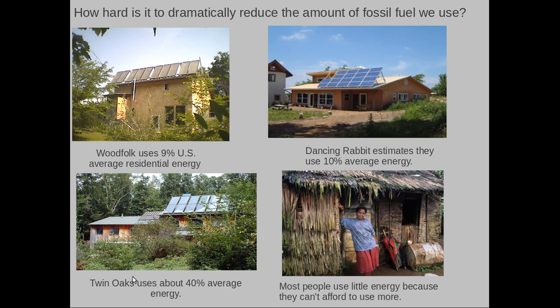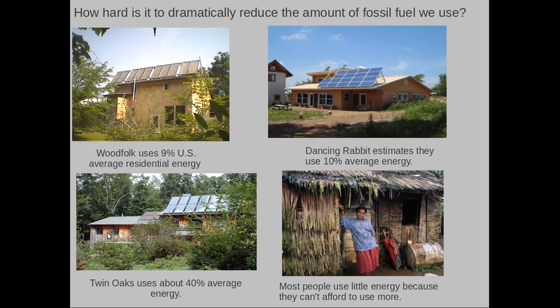Twin Oaks is a community in Louisa County. This is their most environmentally oriented building. It has both solar hot water as well as photovoltaic power. It also has a lot of passive solar design built into it. The two houses up here were straw bale. This one's actually stud frame with thick walls, like 8-inch, 10-inch thick walls.